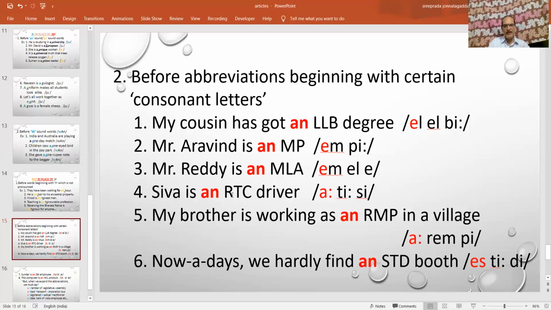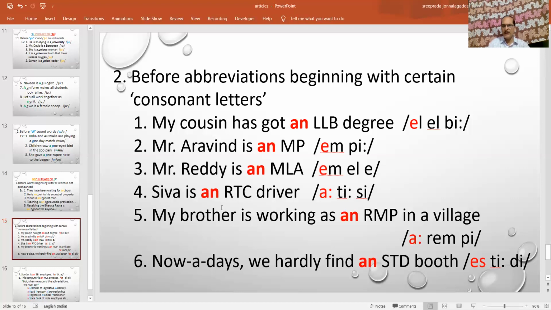Next, an RTC bus. How do you pronounce this letter R here? Look at this sound. It's a vowel sound. RTC. So we should say an RTC bus, not a RTC bus.